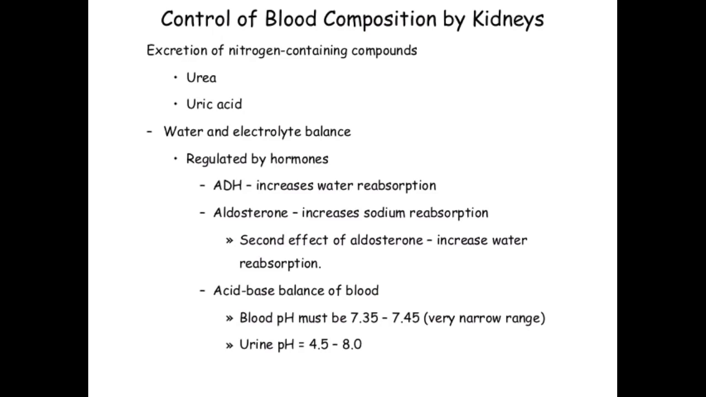Then acid-base balance of blood. Blood pH must be 7.35 to 7.45. Urine pH is 4.5 to 8.